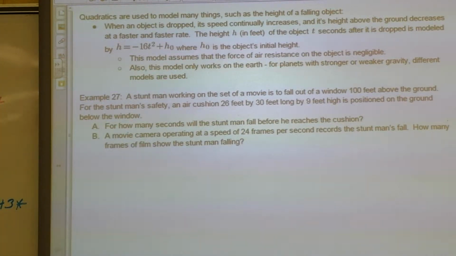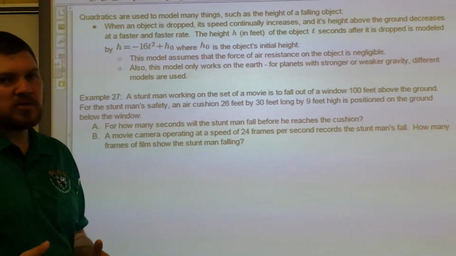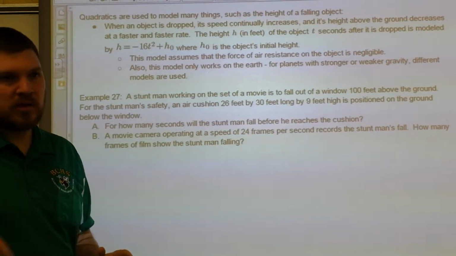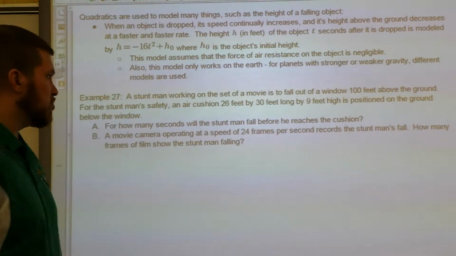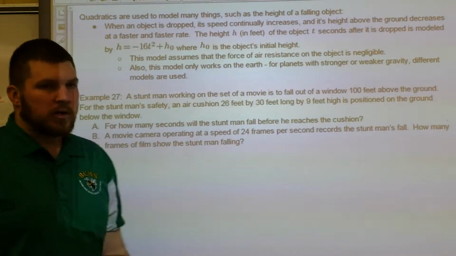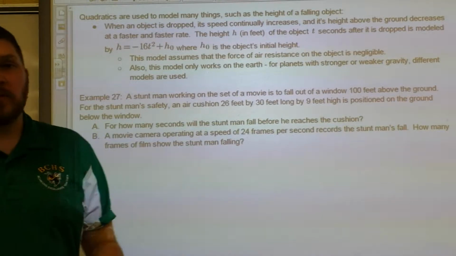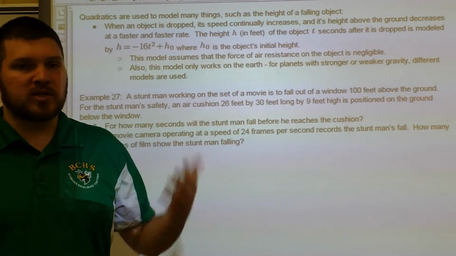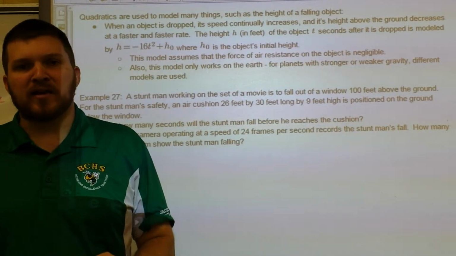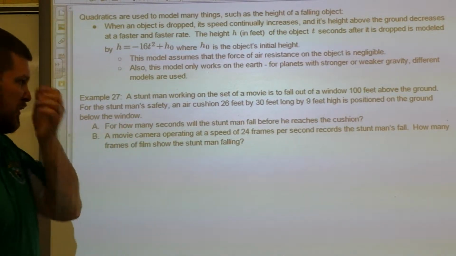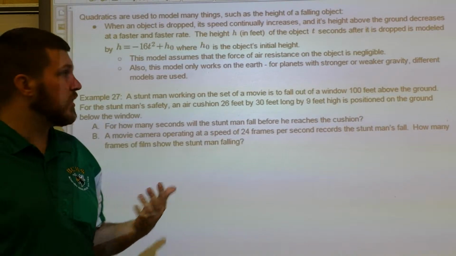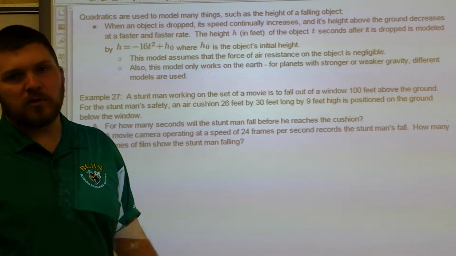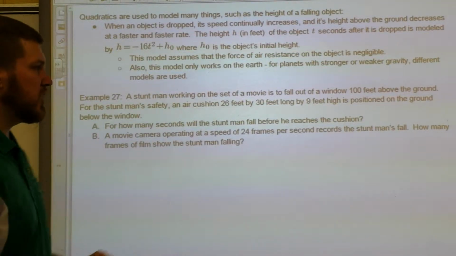Now, a couple things about this model. It assumes that the force of air resistance is negligible. That means we're not going to take into account the wind pushing back up on whatever we drop. And this model also only works on the Earth because other planets have different gravities. So this formula has been tailor-made for our gravity here on Earth. If you go to, say, Mars or the Moon, a Moon colony or Mars colony, this formula is not going to work anymore. You're going to have to use a different formula. So just keep that in mind.